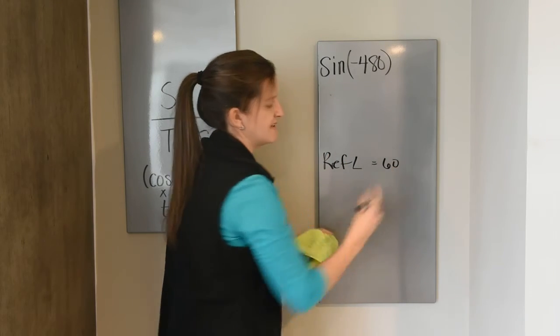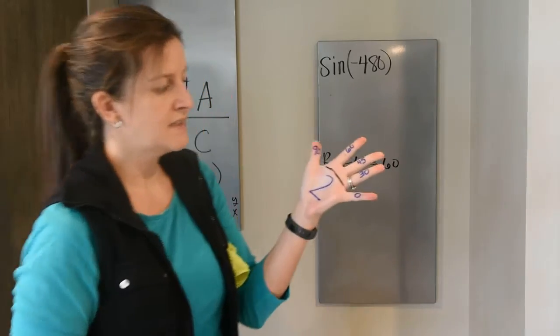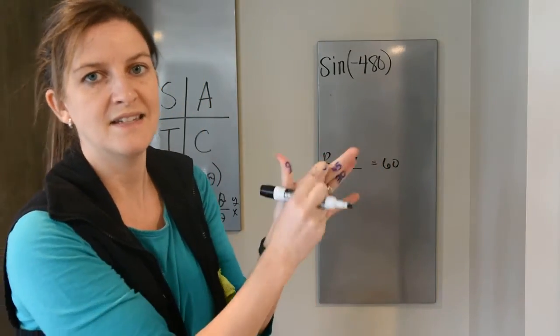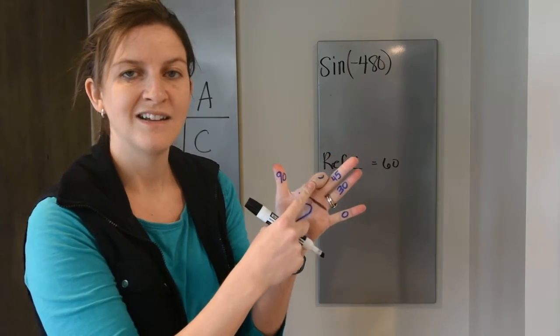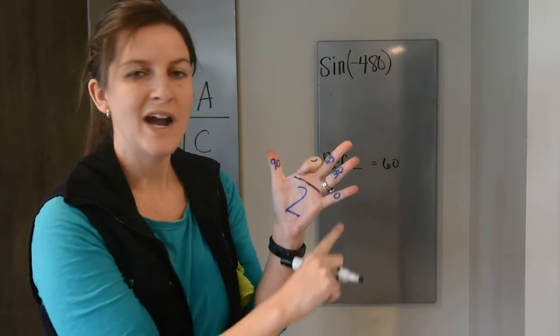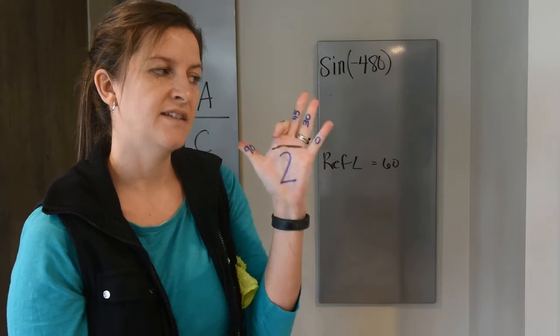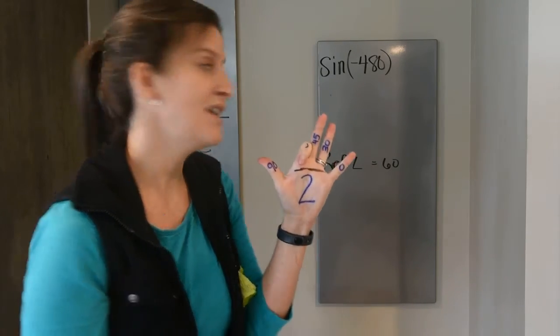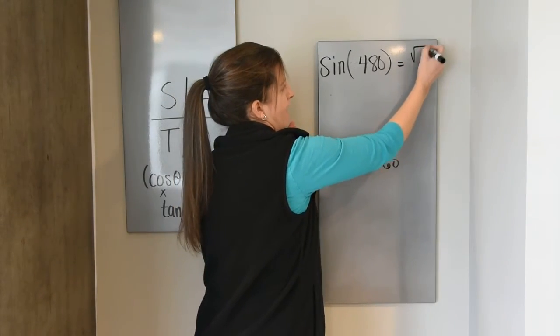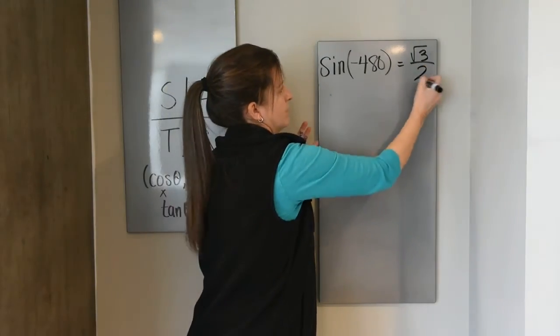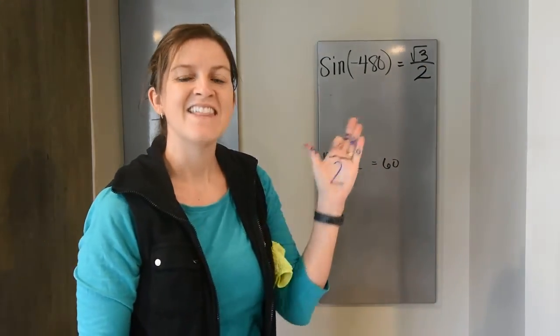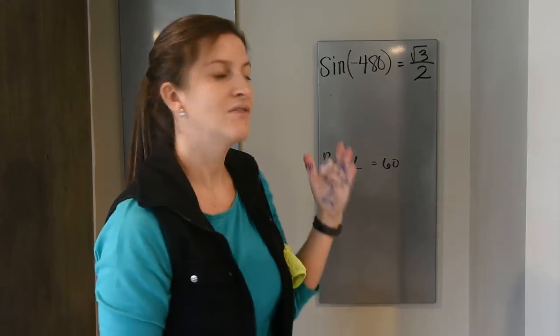Reference angle equals 60. So take your hand, you're going to pull down the 60 finger. That's your comma. Sine is the y coordinate. So here's your x, here's your y, square root 3, always over the 2. Okay, then determine if it's positive or negative.